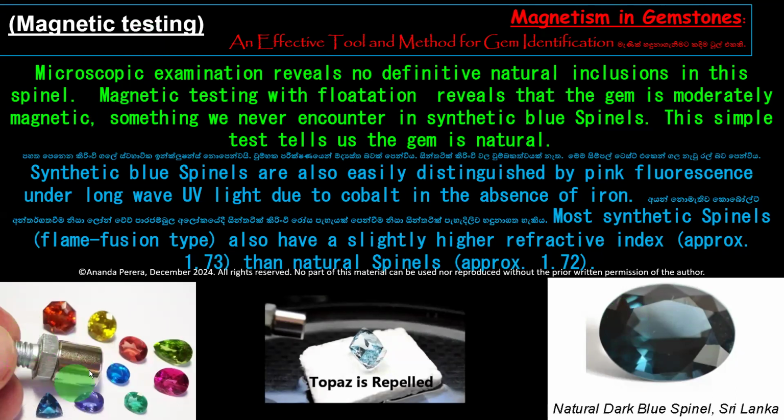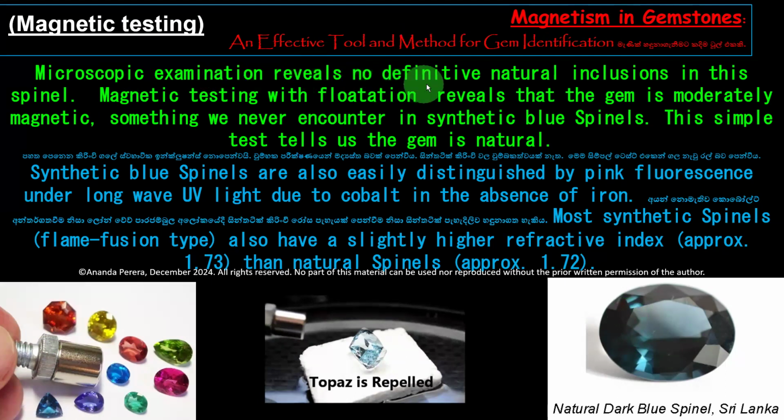Then the next one is magnetic testing. This is a magnet, a powerful magnet. These are the spinel stones. Magnetic testing means this. Magnetism in gemstones is an effective tool and method for gem identification. It is a nice gem identification tool.